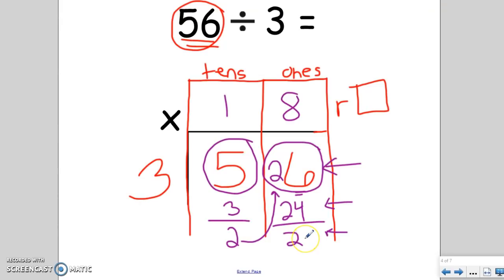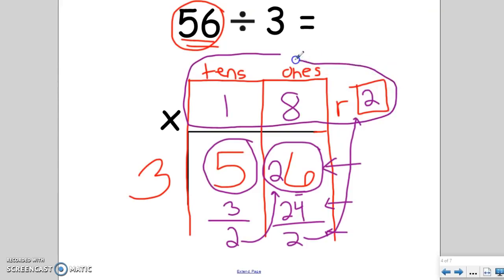Now those 2 are my leftovers that I can't fit into any groups. So I would break that down into the next smaller piece. Well, 1s are the smallest piece I have. Since I can't break this down into anything else, that 2 actually becomes my remainder. So if you remember, guys, your quotient is everything on the roof of the house. So my quotient is actually 18 with the remainder of 2.